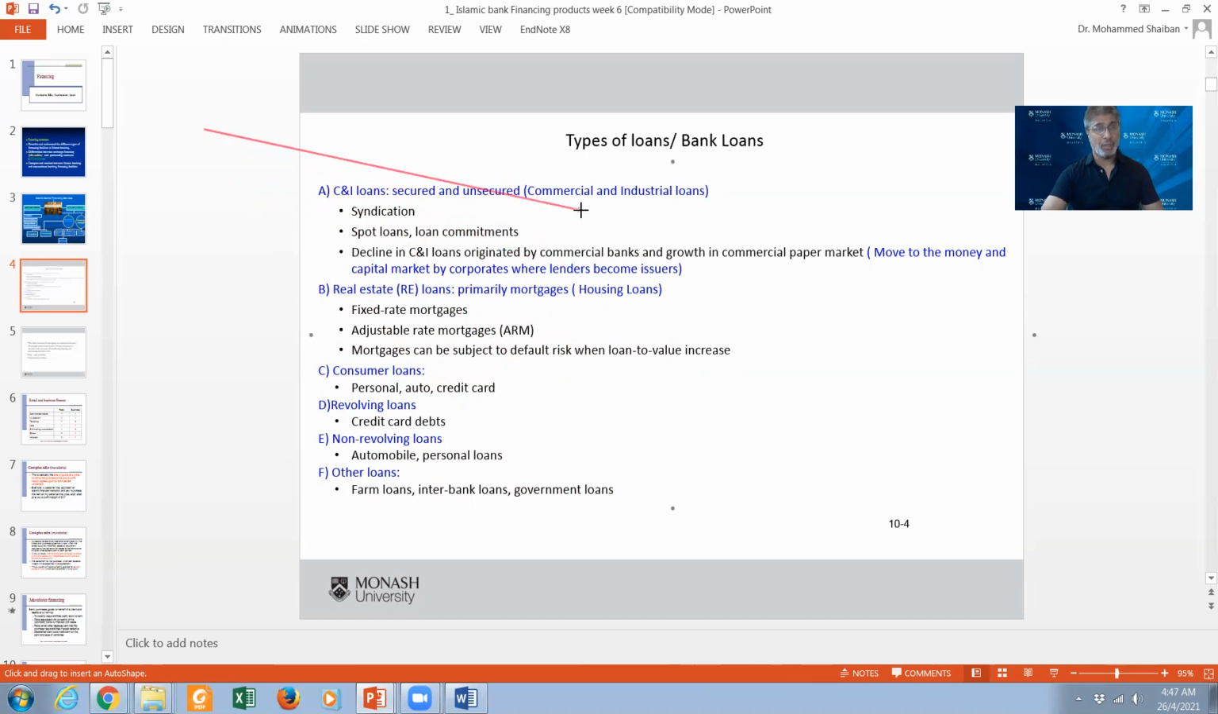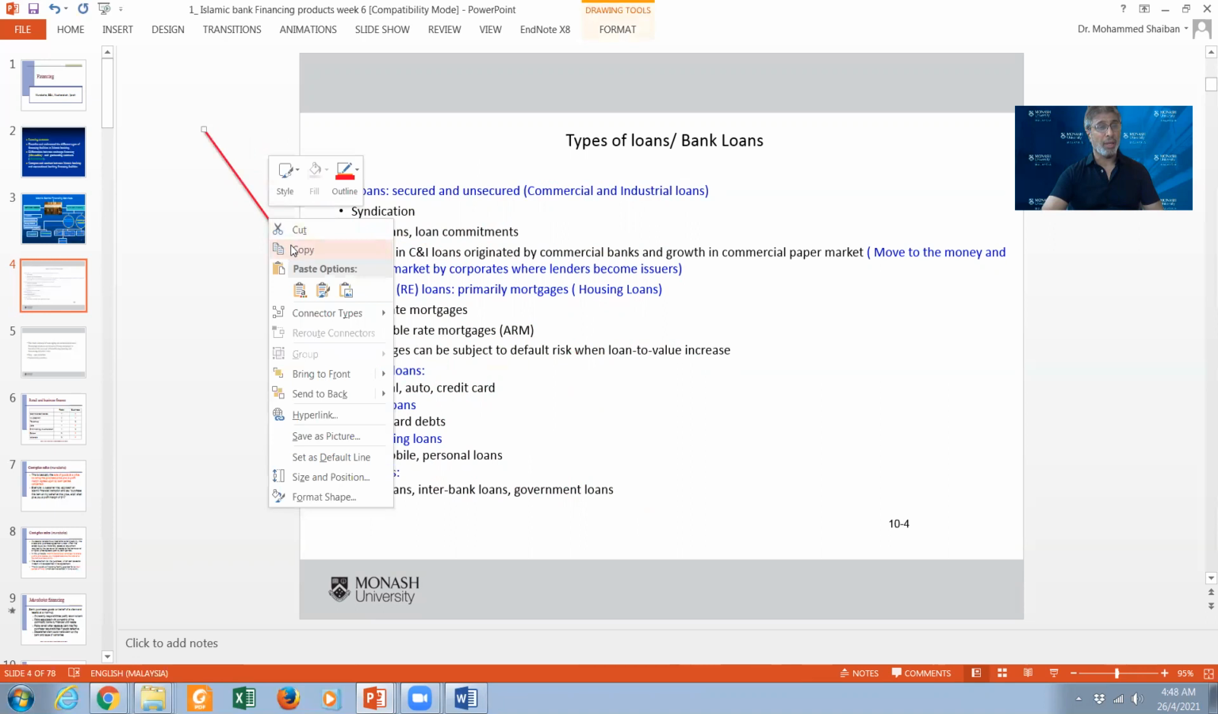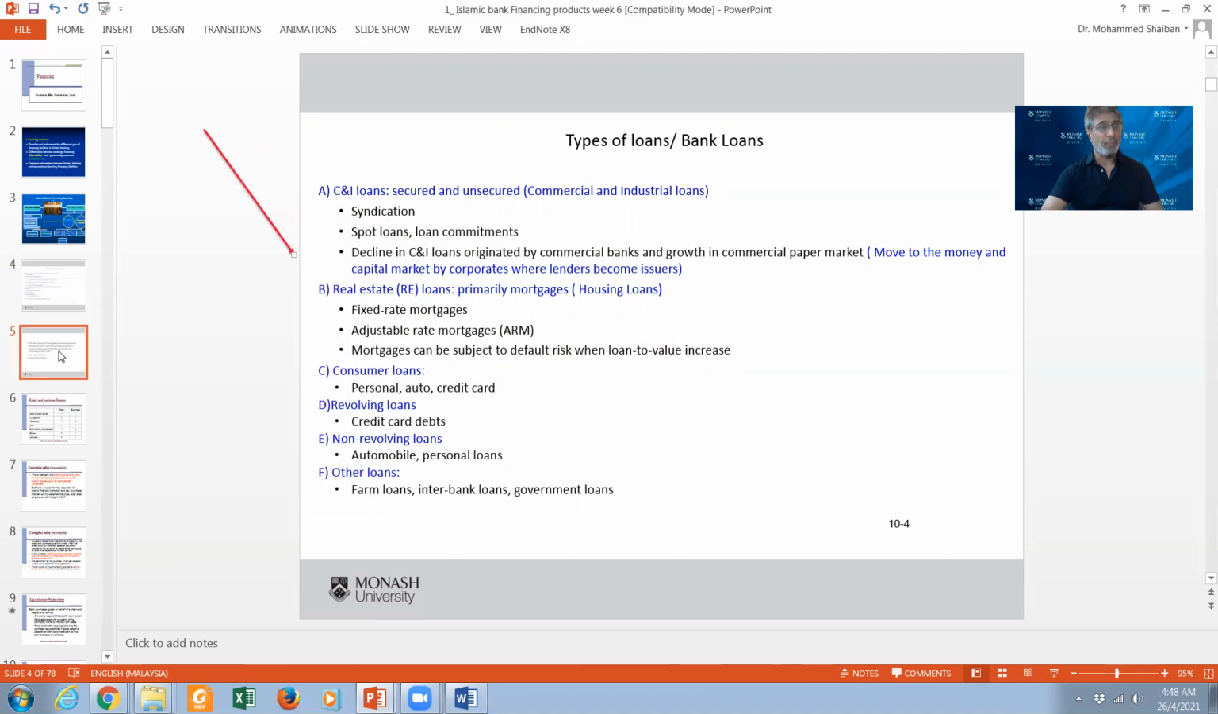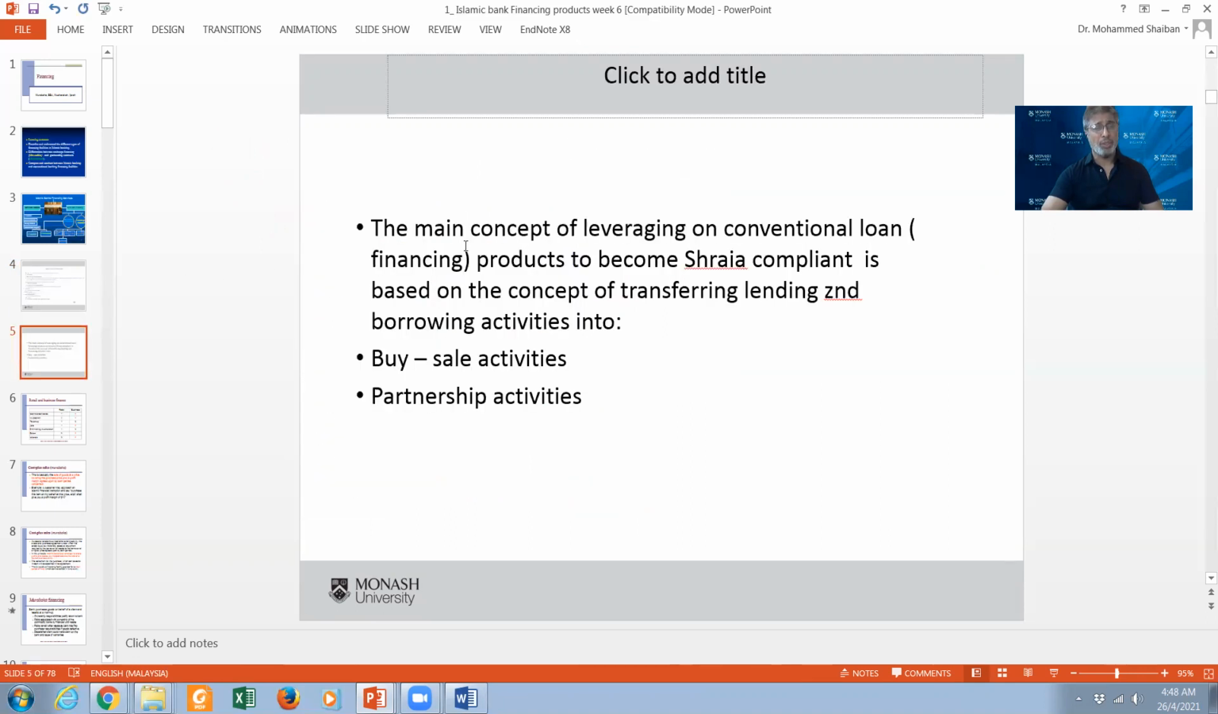They don't depend on interest. All of those conventional loans depend on interest. The return of all those loans is interest. Now, the same loans, but it's not interest. They are using another scheme. Let's look at what those loans are. So the concept, let me go to the concept first.